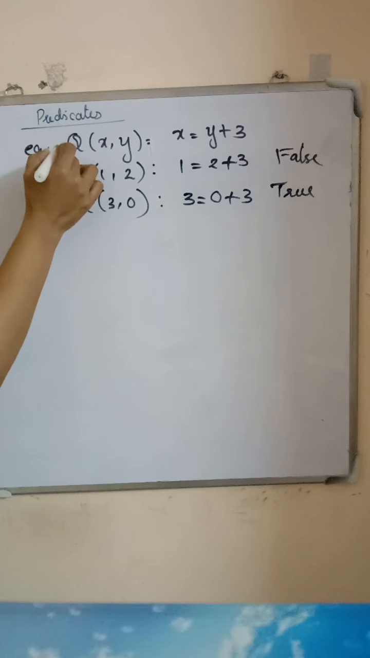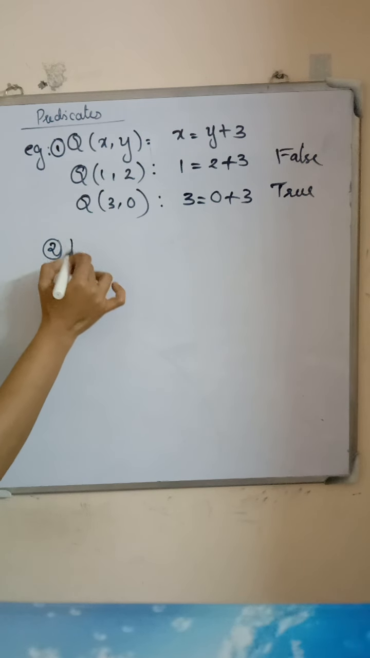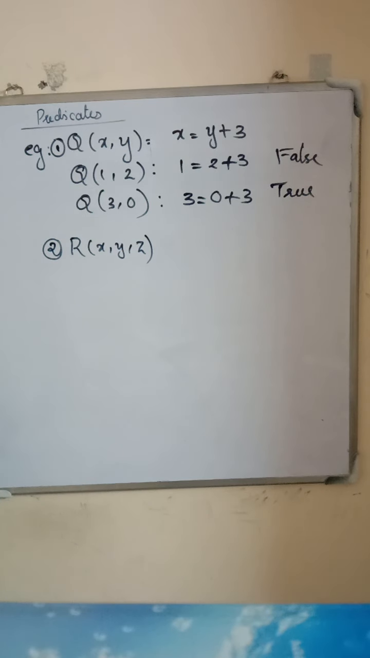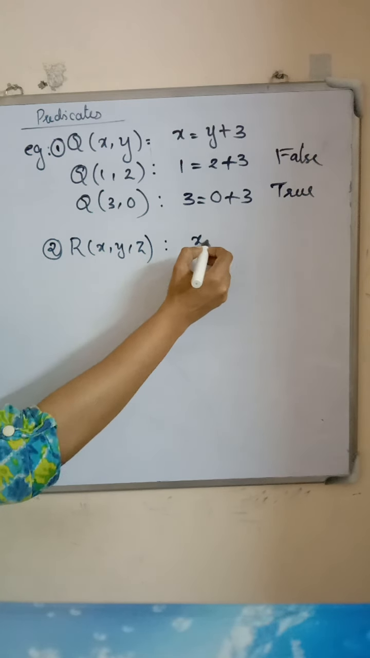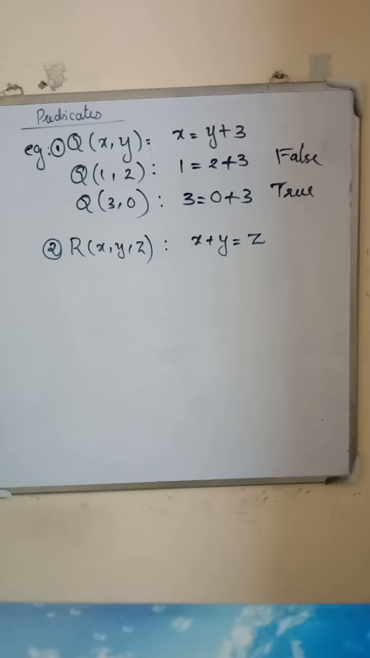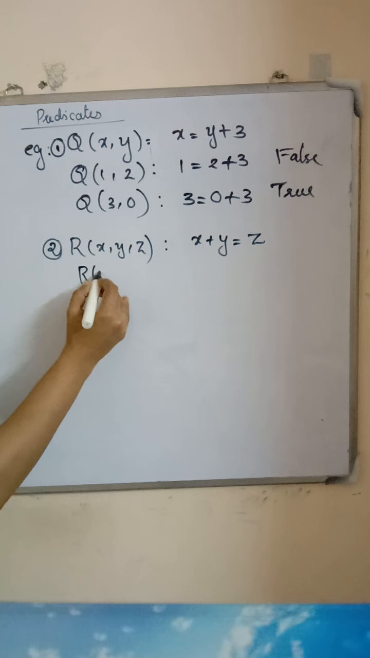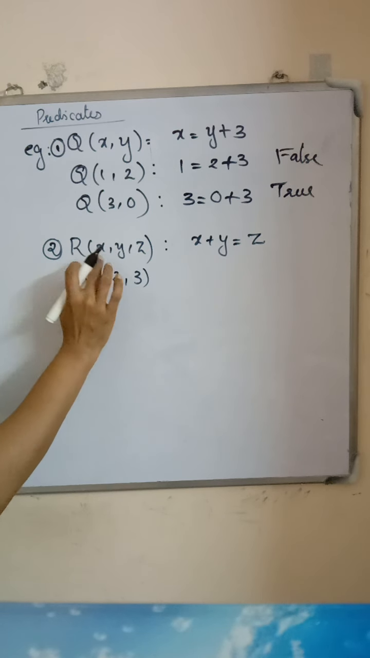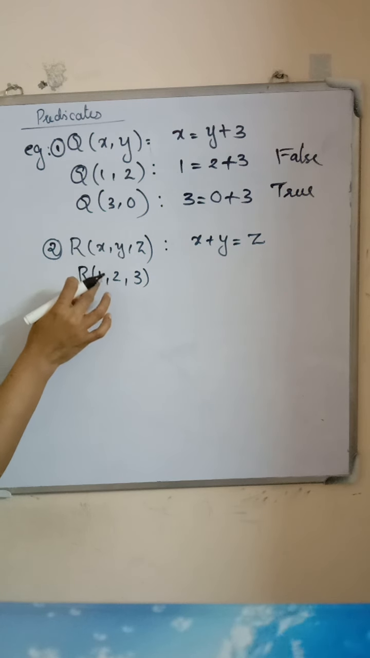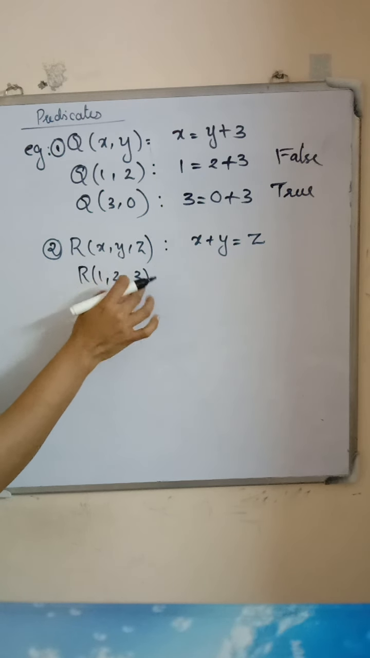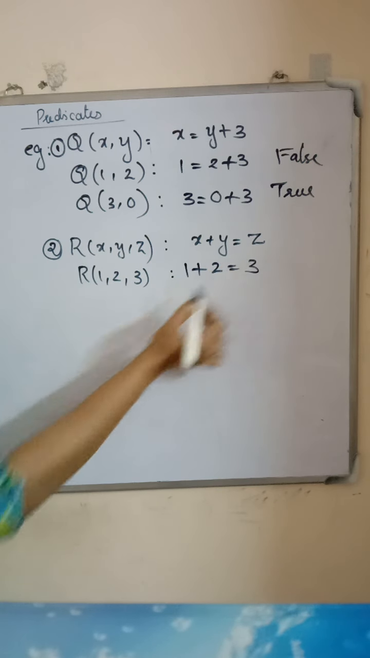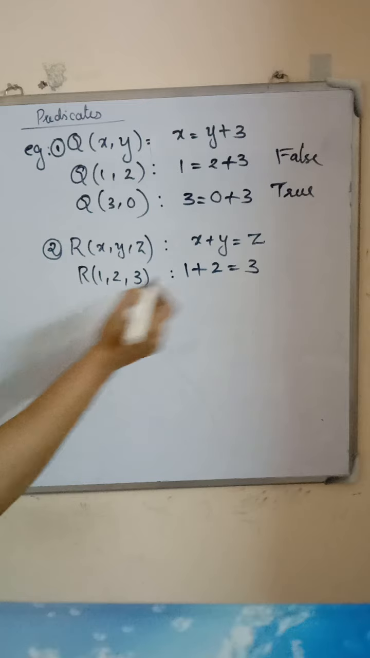Next example. R of x, y, z is x plus y equals z. R of 1, 2, 3. Here we have 3 variables x, y and z. So substitute x as 1, y as 2 and z as 3. We get 1 plus 2 equals 3. Now the statement is true.